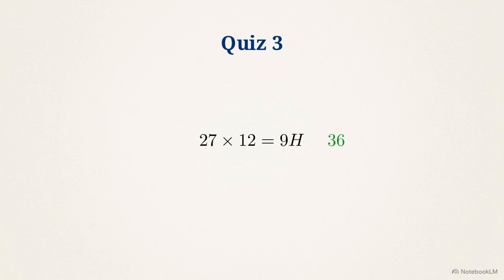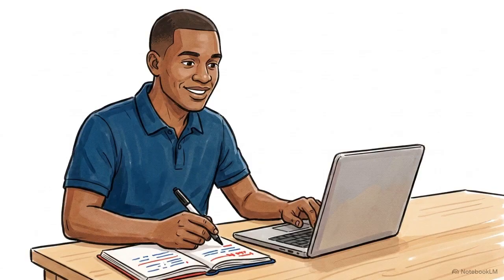Finally, solve for h in this equation. 9 squared is 81. 1/3 of that is 27, and 27 times 12 is 324. Divide by 9, and h is 36. Consistent practice with these methods makes exam questions much more manageable.